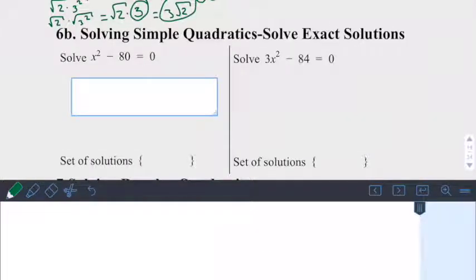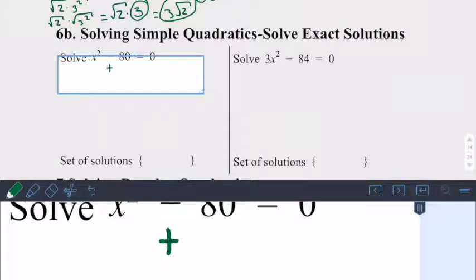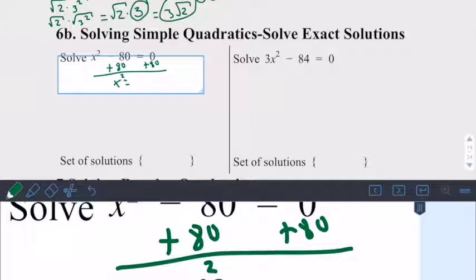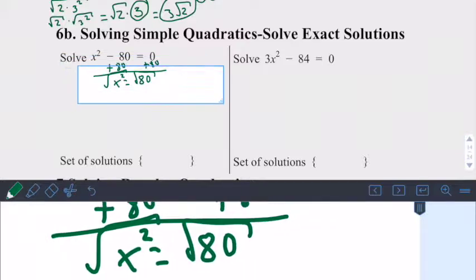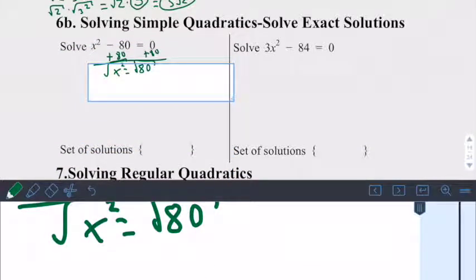So now we're going to solve and we're going to simplify the radicals. So I'm going to add 80 to both sides. X squared equals 80, and I'm going to take the square root of both sides, and now I'm going to simplify the radical to get an exact solution.